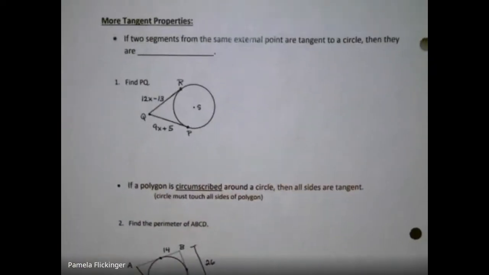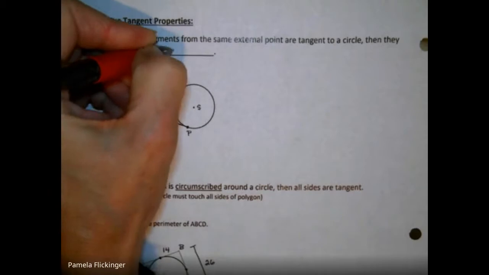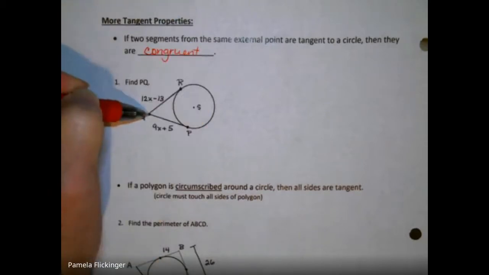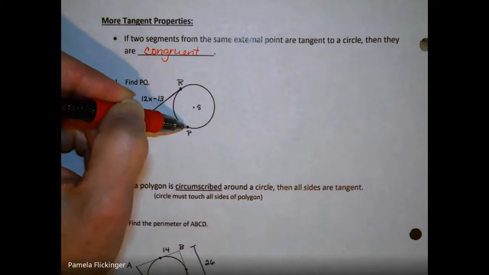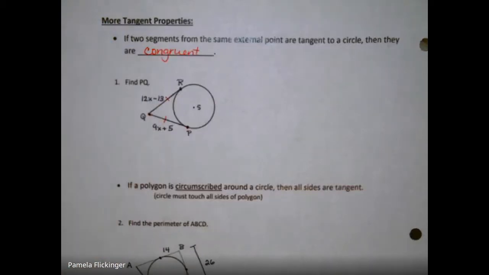If 2 segments coming from the same external point are tangent to a circle, then they are congruent. So you'll have a picture that looks like this. So from point Q, you've got a tangent coming down here to point R, and then another tangent coming down here stopping at point P. Our rule says those 2 tangent segments will be congruent.